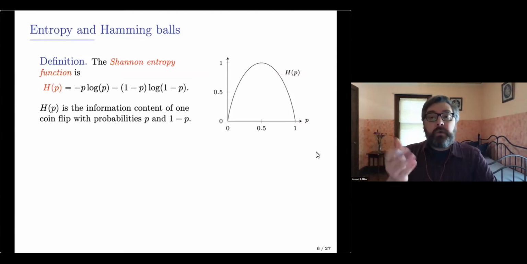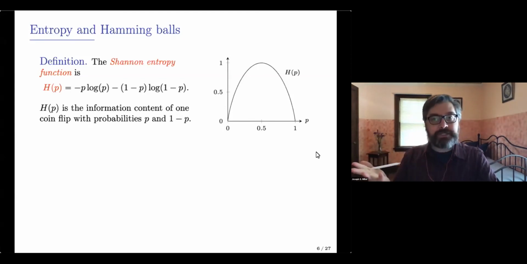Beautiful curve. The way you should think about it is that h of p is the information content of one coin flip with probabilities p and 1 minus p. So you have an unfair coin, you flip it once, how much information does that give you? Well, that's the kind of intuitive way of thinking about it. But let me say a few words about that intuition.